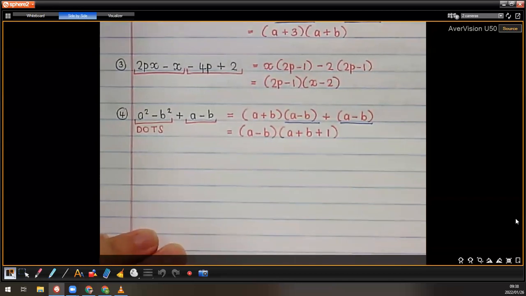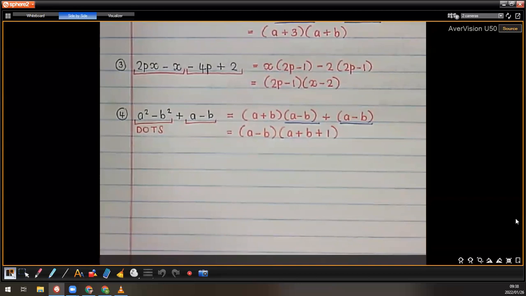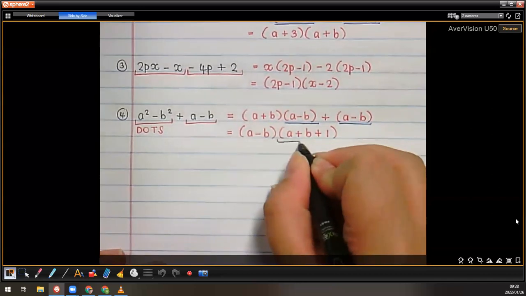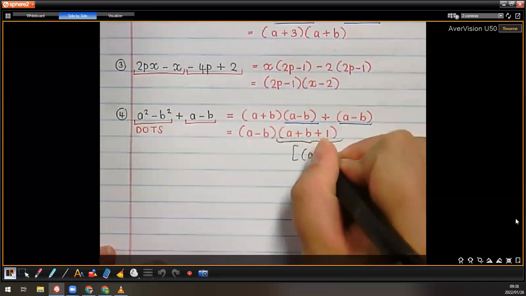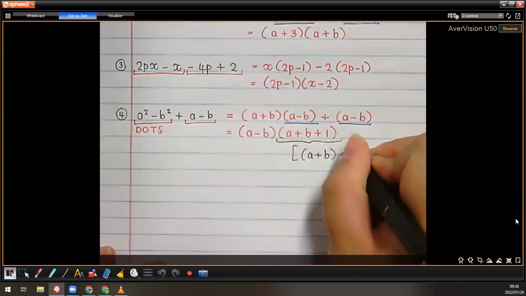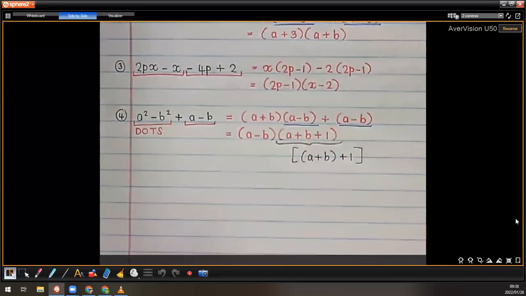Now put it in the same bracket. Yes, you could put an extra bracket there, but it's just going to be bracket a plus b plus 1, which is just the same as a plus b plus 1. No, let me just write this. You could have written it like this: a plus b plus 1. But that will just simplify to that. Because it's all pluses, I didn't put in extra brackets. You could if you want, just to make sure.